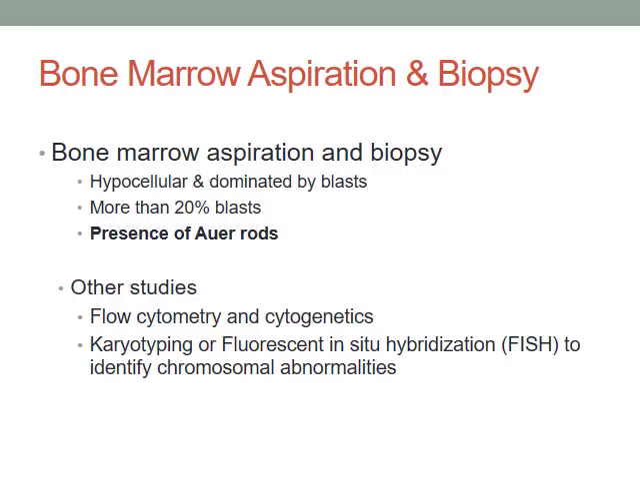Some other studies that are very important to run for the bone marrow aspirate and biopsy will be flow cytometry and cytogenetics. And this will involve doing karyotyping and possibly fluorescence in situ hybridization to identify the chromosomal abnormalities for that particular patient's AML.